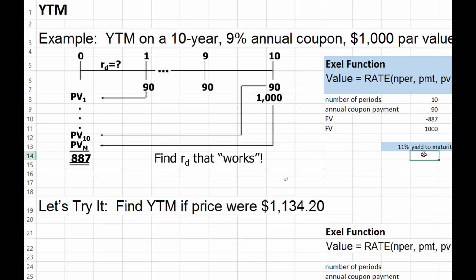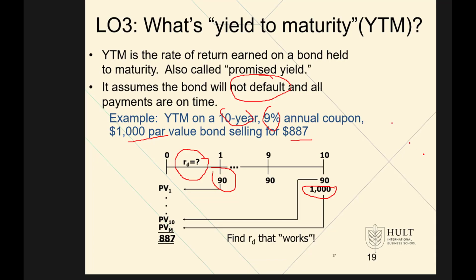The reason for the term yield to maturity is that's the yield to the investor if the investor held on to it all the way till the end of the life of the bond, right? Yield to maturity. Okay, so that's the first example, kind of a base case on yield to maturity.